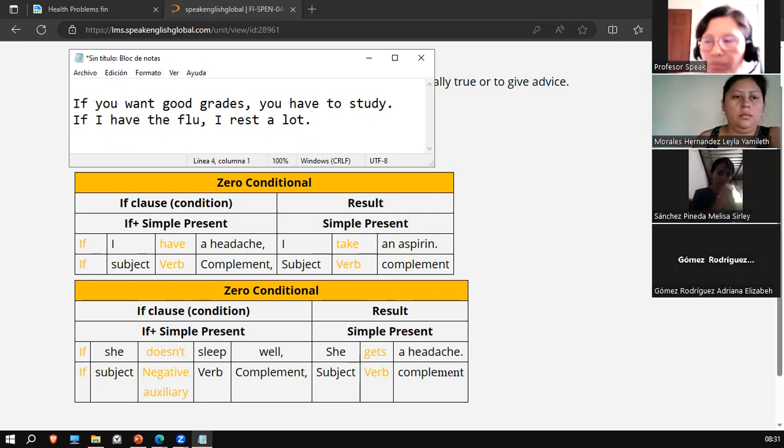What about you? What do you do when you have a bruise? Se cayó and then you got a bruise. What do you do when you have a bruise?